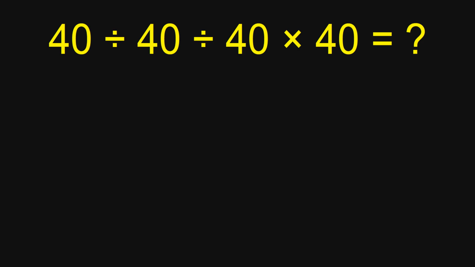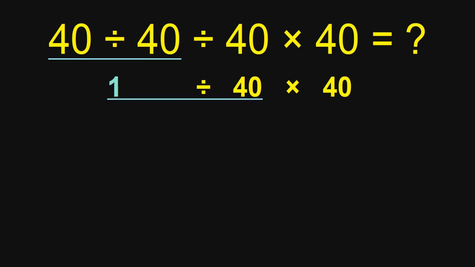And now let's start our solution. So first we do this division. We have 40 divided by 40, which equals 1. Now our problem became 1 divided by 40 times 40. So we have to work from left to right.